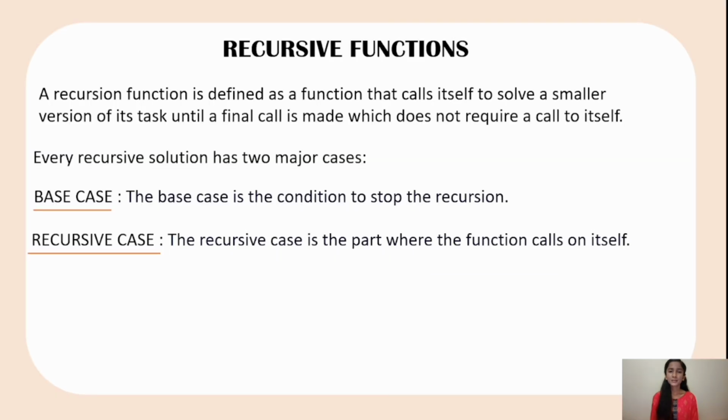Recursive functions. Let's try to understand this concept in a much simpler way without having long definitions. A recursive function is a function that calls itself. Every recursive solution has two major cases, that is a base case and a recursive case. The base case is the condition to stop the recursion, whereas the recursive case is the part where the function calls itself. I think you might be wondering what these base and recursive cases are? Well, not to worry much. Let's take an example of finding a factorial to understand this concept in a much better way.